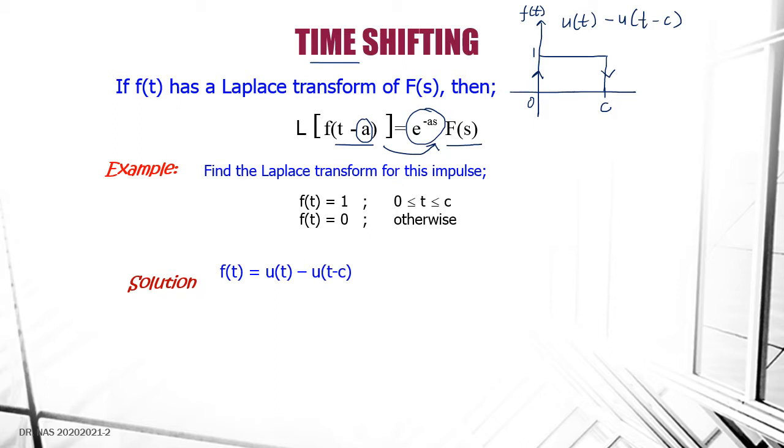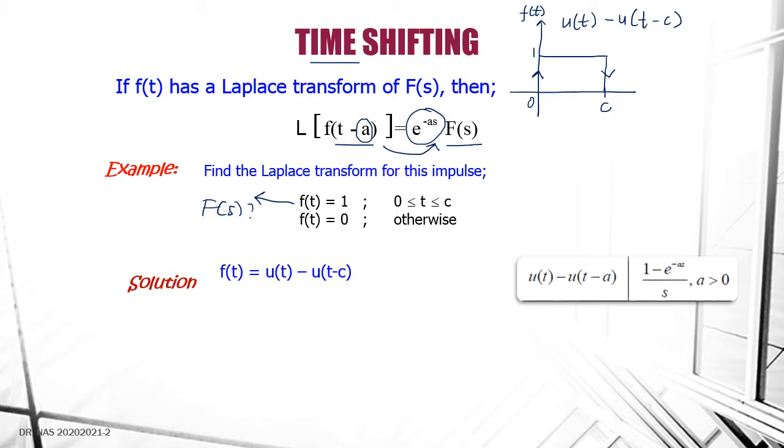So the question asks you to find the Laplace transform. So you need to find what your F(s) is. In order to do that, you need to refer to the Laplace transform table. Given u(t), from the table, u(t minus a) in S domain will be this equation.